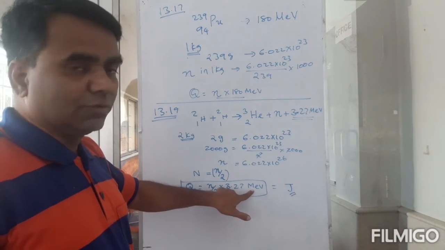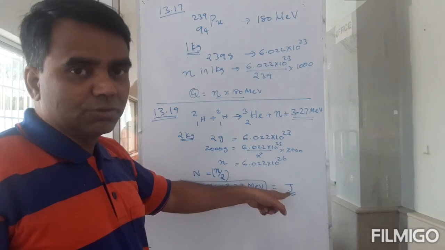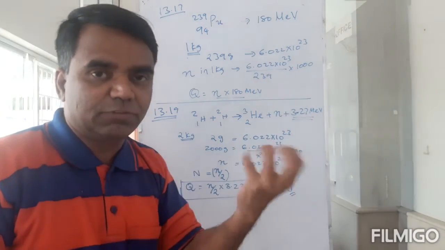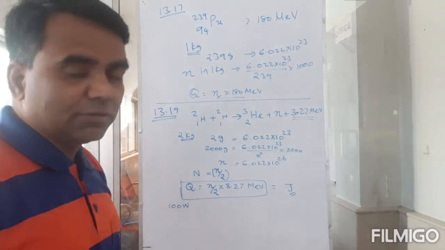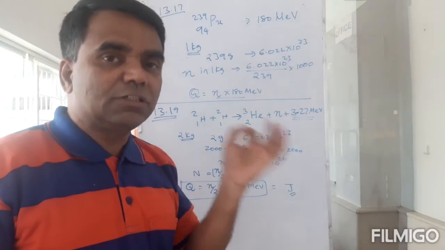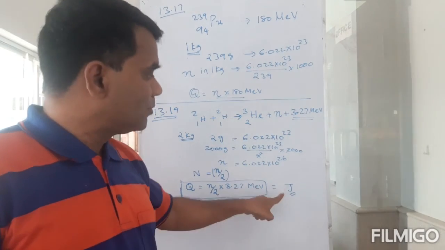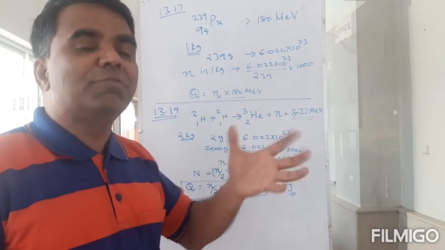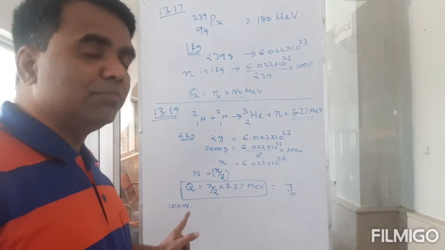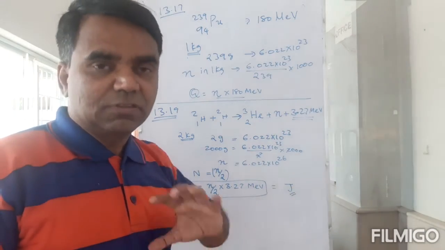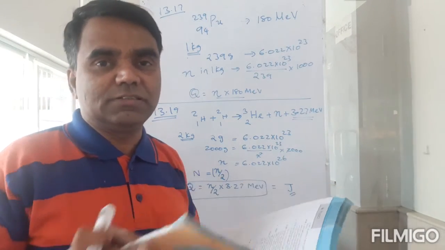But that is in mega electron volt, so you convert that into joules. So many joules are available for you. Now you look at your bulb. It takes 100 joules per second. So for how many seconds can the bulb use this energy? And that's the duration. Okay, that's a very simple problem.